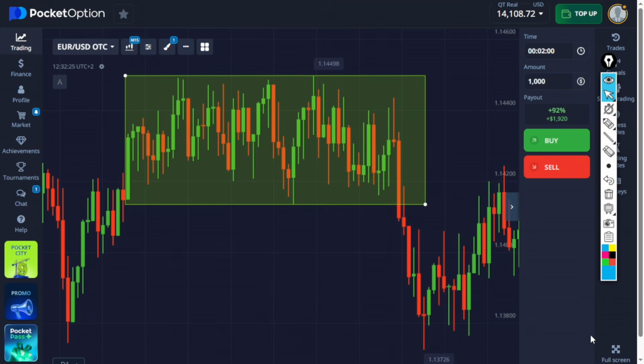But here's the thing, if you're not trading off these zones, you're literally leaving money on the table. I'm about to show you two methods that completely changed the game for me. And once you see them, you will never look at a consolidation zone the same way again.